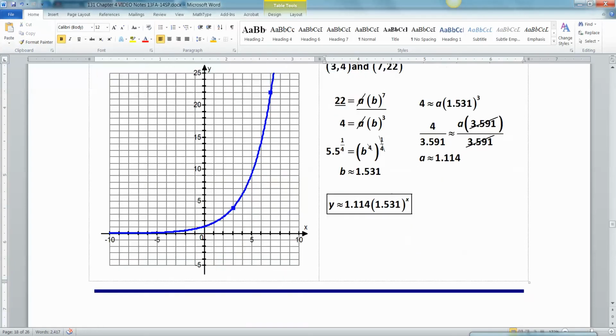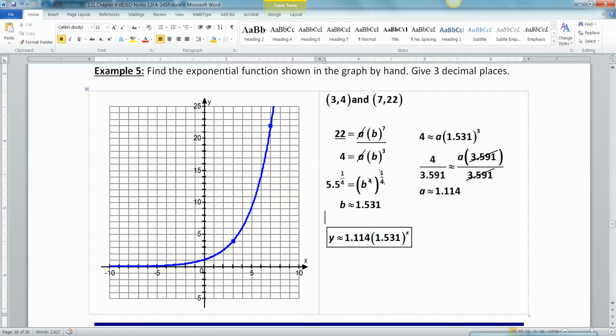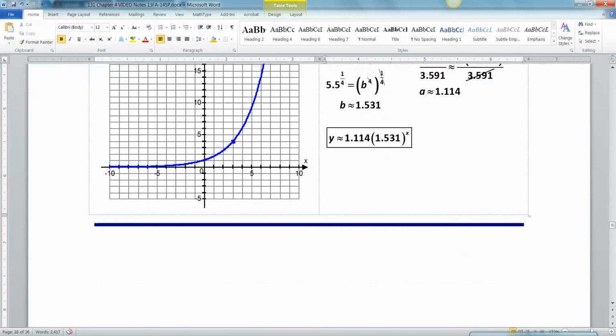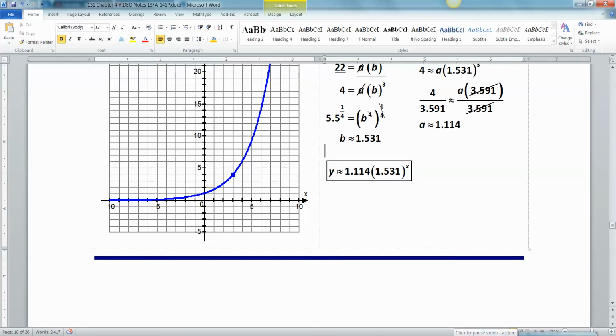So even though it says to do it by hand, I can still double check myself, and I'll never get any problems wrong. Nice. All right, so we're done with section 4.4. I'll see you back here for 4.5. Story problems, your favorite.